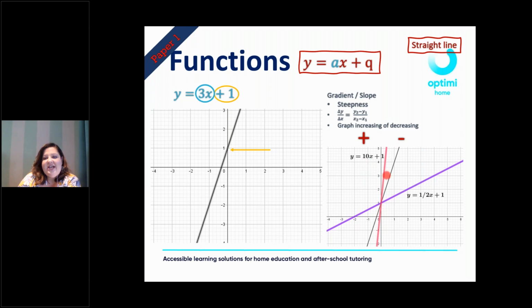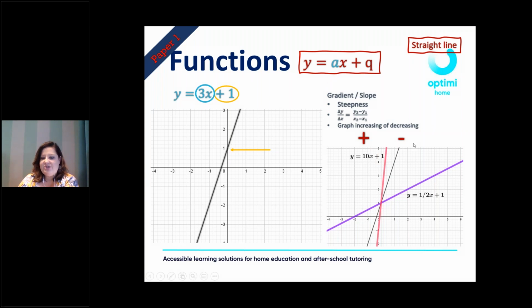So if I look at these graphs, I can see when my gradient is higher, is increasing, the steepness of this graph will increase. So if I need to walk up this pink hill over here, it's steeper than this one that is a half x plus 1. So the higher my gradient, the steeper my graph will be. So that is the influence of A on it.